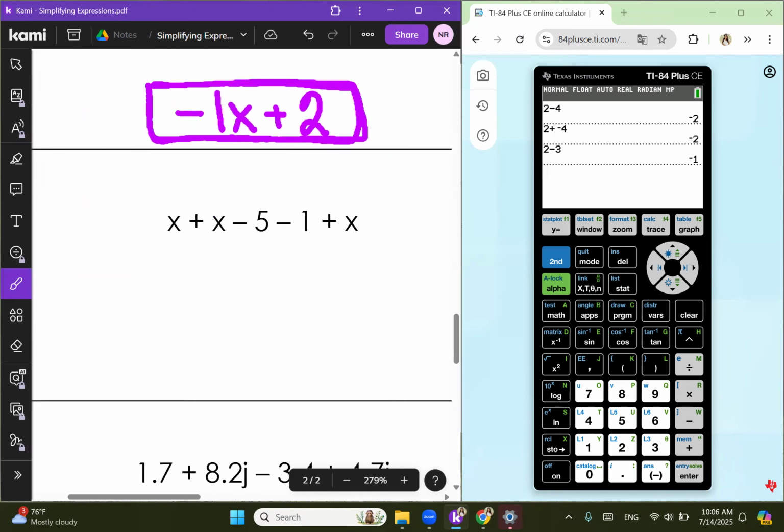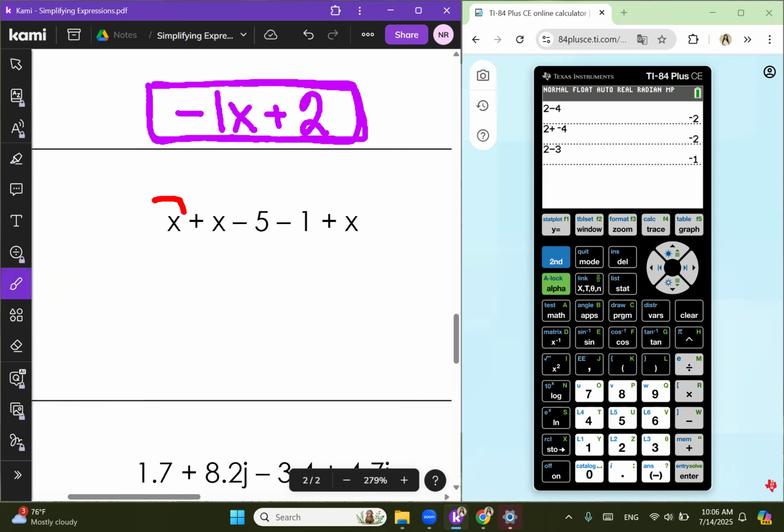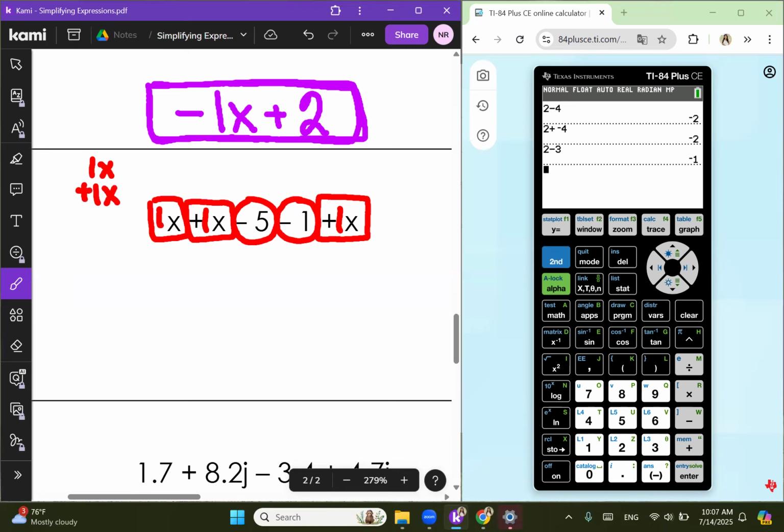Okay, next one. Should pick a random color. Box, box, circle, circle, box. Now we have 3 x's. What's wrong with those 3 x's? Neither of those have a coefficient. We need a number in front of each one of these. Okay, so we are combining 1x plus 1x plus 1x. 1 plus 1 plus 1.